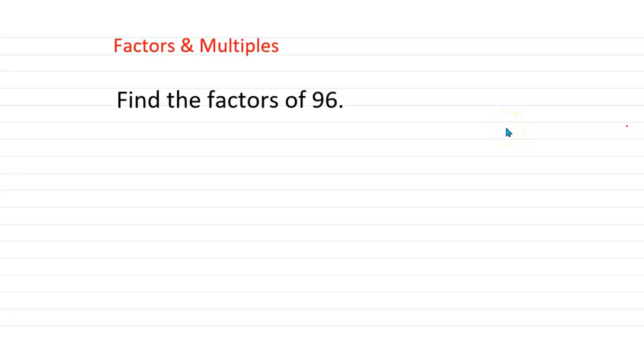Today we are going to find out the factors of the number 96. Now you will ask, what are factors? So let's recollect. When we multiply two numbers, say 2 and 3, we get an answer and it's 6. So here the number 2 and the number 3 are factors of 6.